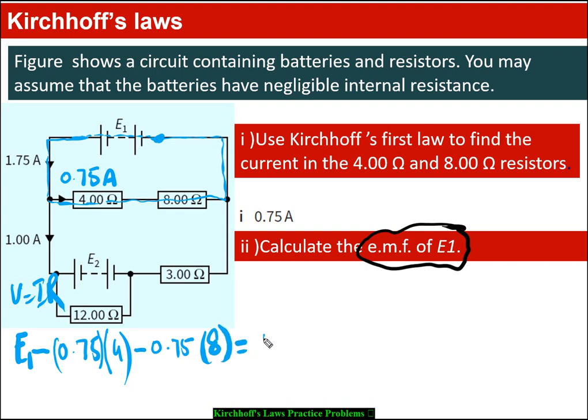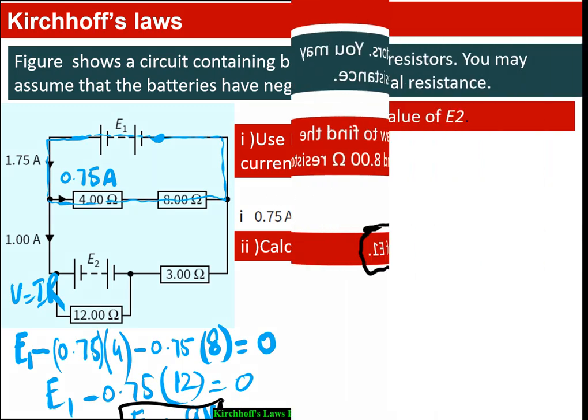So this is one loop, so delta V has to be 0. Now if we solve this, E1 we can also write down as 0.75 multiplied by 12, meaning 8 plus 4, has to be 0. And if we solve for E1, we will get 9 volts. So this is the EMF of battery number 1. So this is how we can find the EMF. So that's all for part 1.